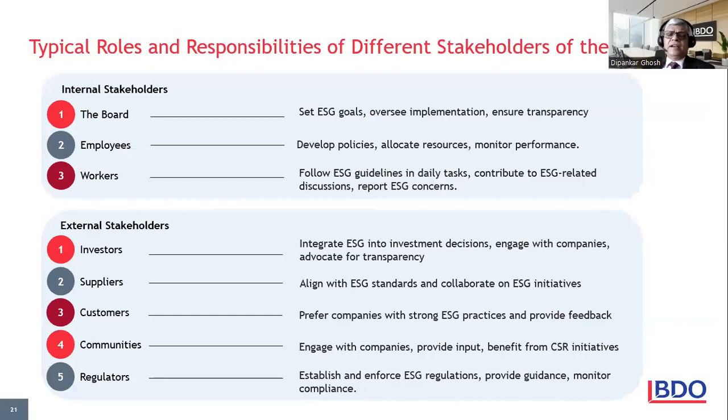Now look at the key internal stakeholders and external stakeholders of an organization. Among the internal stakeholders, the board today typically sets the ESG goals, oversees the implementation, and ensures transparency. Employees' expectations of the organization increase. They develop the policies, allocate resources, and monitor performance related to ESG, and at the worker level, they follow the ESG guidelines and contribute to ESG related discussions.